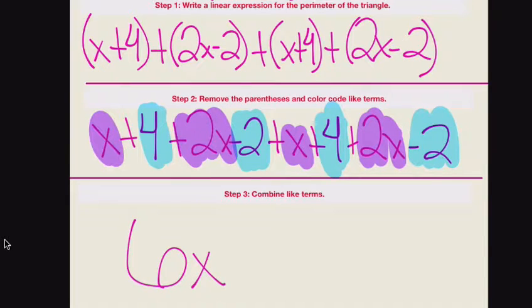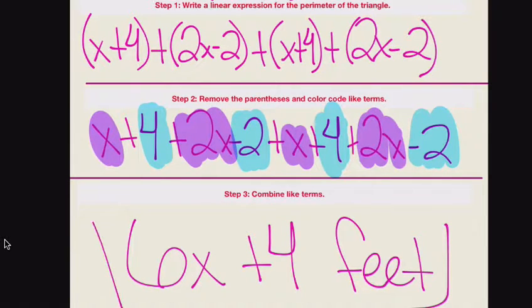Now let's add our whole numbers. 4 minus 2 is 2. 2 plus 4 is 6. 6 minus 2 is 4. So we get 6x plus 4 feet is the simplified form of the perimeter of the rectangle.